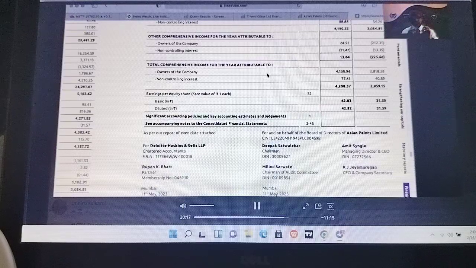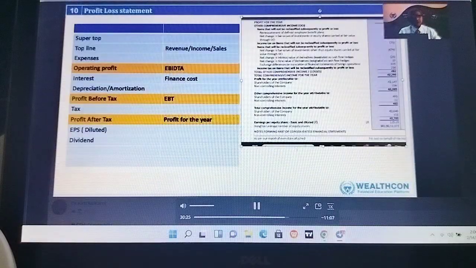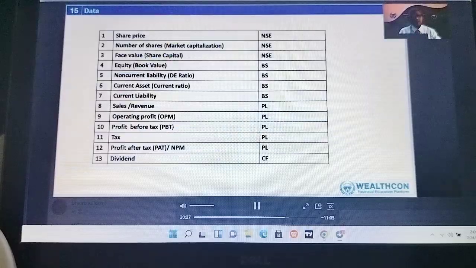How many of you are confident in reading the profit loss statement? Write in the chat. You need to collect the data from the profit loss statement. This is the data you need to collect. You will take a printout when I share the PPT. If you cannot get it forwarded, you can make your own and print it out. These 13 data points will be useful for the analysis.